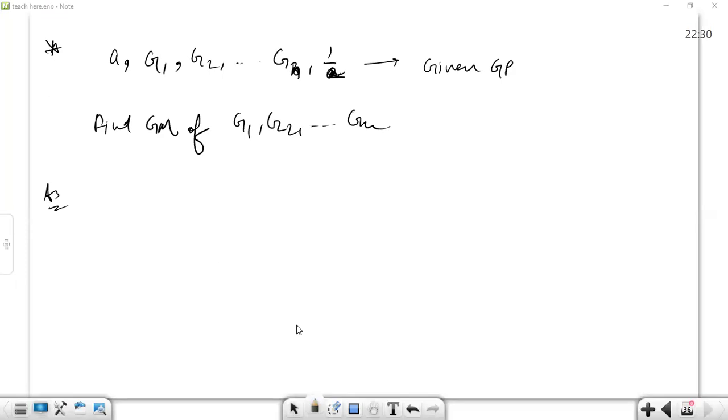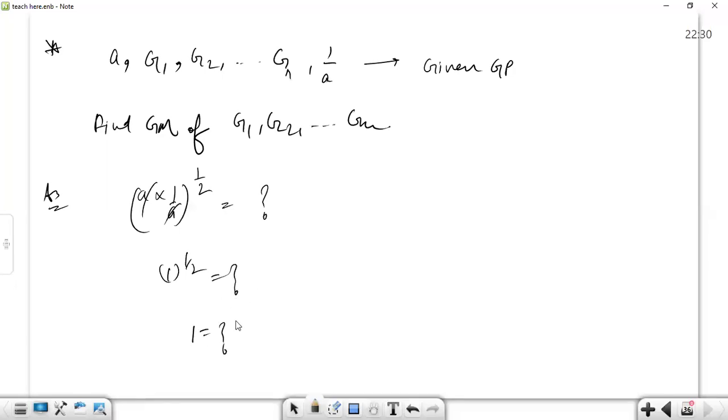Any answers? Simple. As we have talked about earlier also, the geometric mean of A and 1 by A will be A into 1 by A raised to power half. And the geometric mean that we have to find out will be equal. So now this becomes 1. 1 raised to power half becomes what? 1 only, right? So this is our answer.